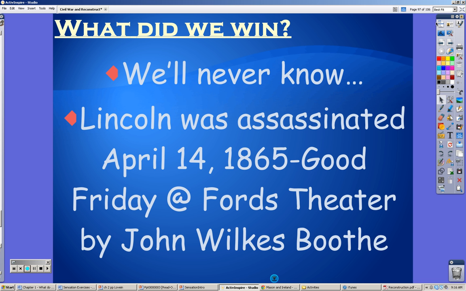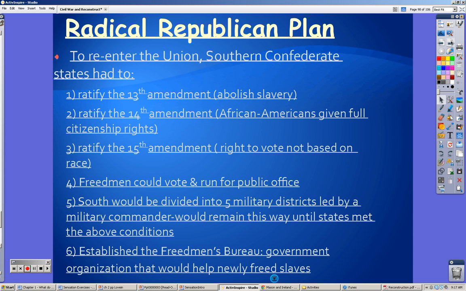So Andrew Johnson takes over after Lincoln, and he again tries to pass some legislation, but it's not strict enough. And there's another group of people called the Radical Republicans. And the Radical Republicans come up with an idea, and this is what they want to do. And this is much more strict. It's much more difficult to achieve.